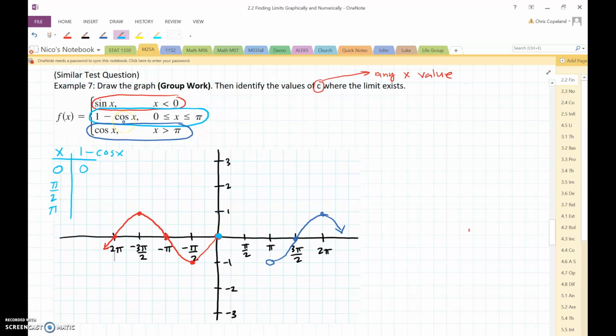Let's see, let's plug in pi halves into cosine. That would be 0. 1 minus 0 would be 1. And then finally pi. Let's see, cosine of pi would be negative 1. So 1 minus negative 1 would be like 1 plus 1, which would be 2. So this is going to look like that.